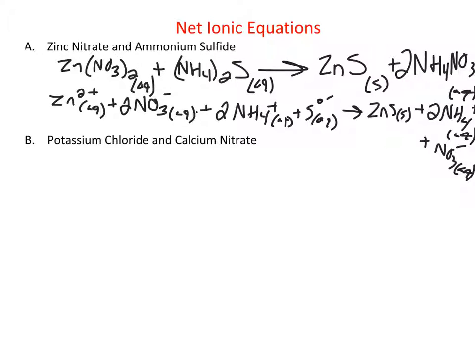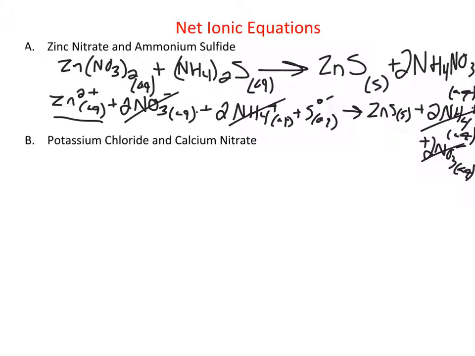So now I want to check for spectator ions. They're ions that don't participate in the reaction that I can cancel off. So I look at zinc 2+, and if I don't see it on the other side exactly the same, then I don't cancel it. So I don't see zinc 2+ over here, so that's not a spectator. But I do see 2 nitrates over here and 2 ammoniums over here. Since they're the same on both sides, I can cancel those off because those are spectator ions. They don't actually react, they're just there.